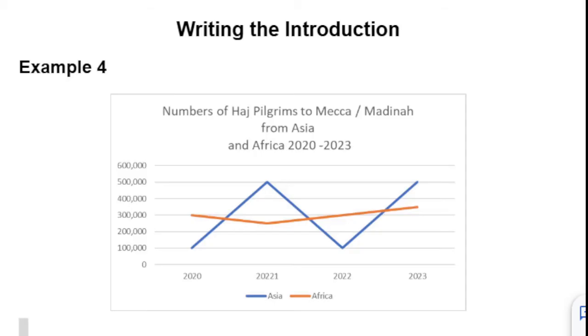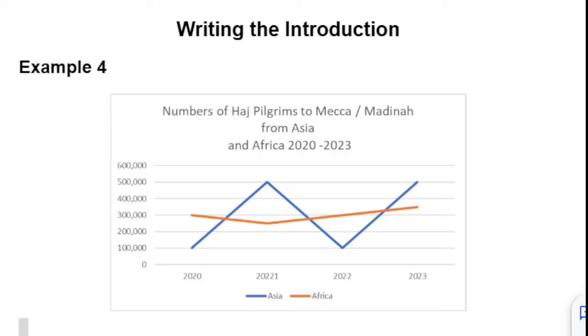Now on to the introduction. How do we write the introduction? The first line of the introduction is to answer the question, what is this chart about? What is this chart telling us? So the first line of the introduction is a statement or a sentence answering this question.